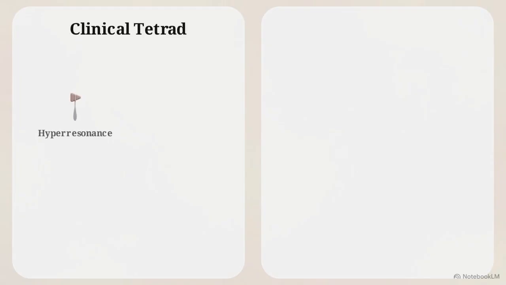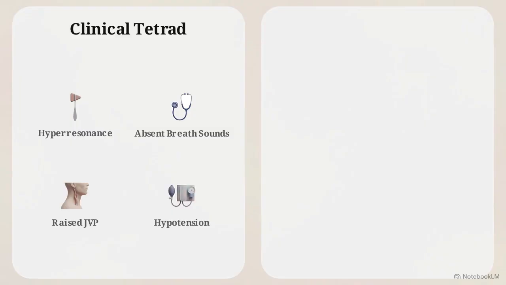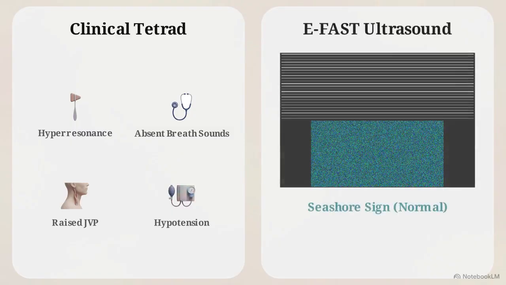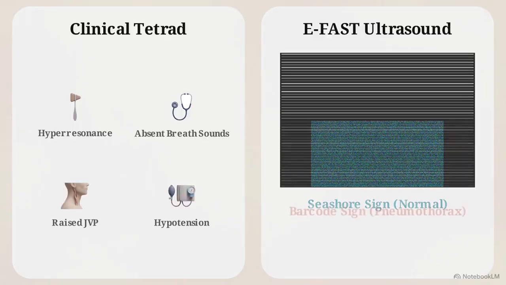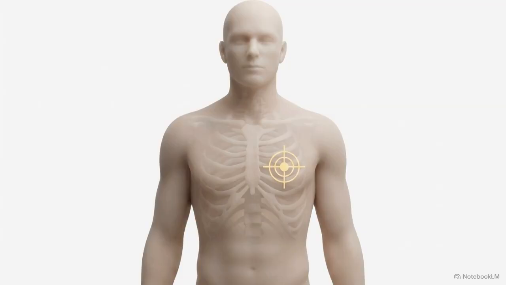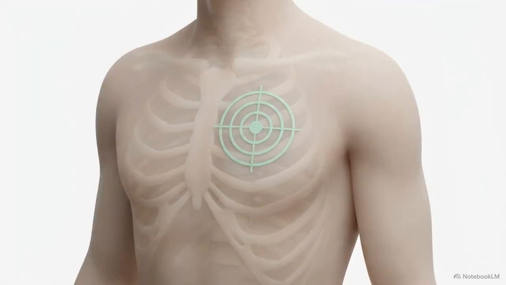Tension pneumothorax is a clinical diagnosis. The classic tetrad is hyperresonance, absent breath sounds, raised JVP, and hypotension. If an EFAST is performed, the ultrasound shows the normal seashore sign degrading into the barcode pattern. The absolute mandate is immediate needle decompression. For adults, insert at the 5th intercostal space, mid-axillary line. For children, the landmark is the 2nd intercostal space at the mid-clavicular line.